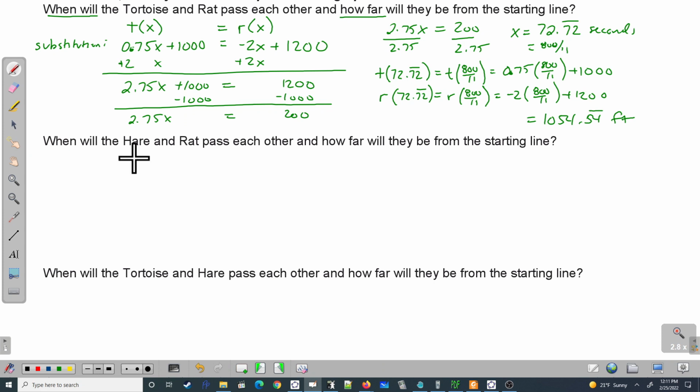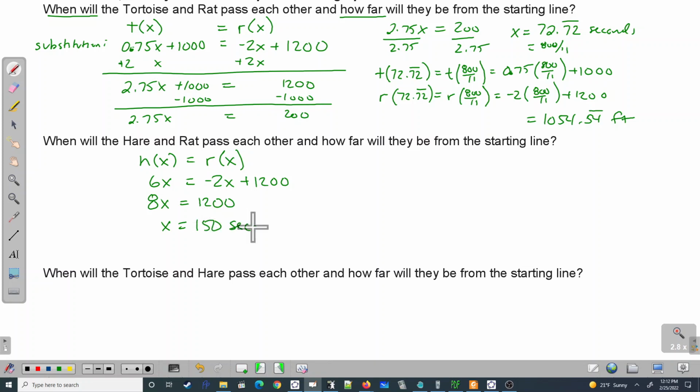So let's go through the steps again. I'm not going to write out all the steps as I did the first one, but I think it's important to say h of x is going to equal r of x, because that's what tells you 6x has to equal negative 2x plus 1,200. We'll use all our prior skills. I'm going to move the 2x over to the other side, and divide both sides by 8, and in this case, it actually is 150 seconds when they will pass each other.